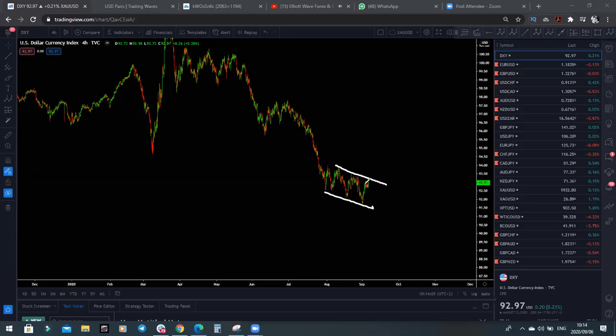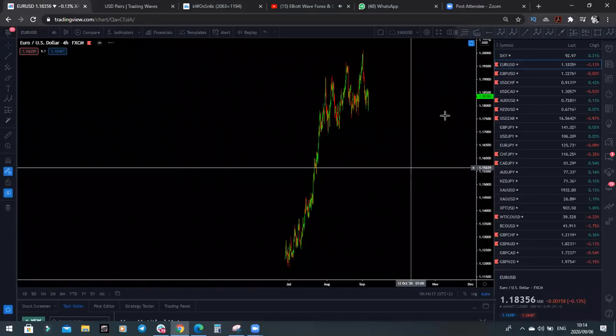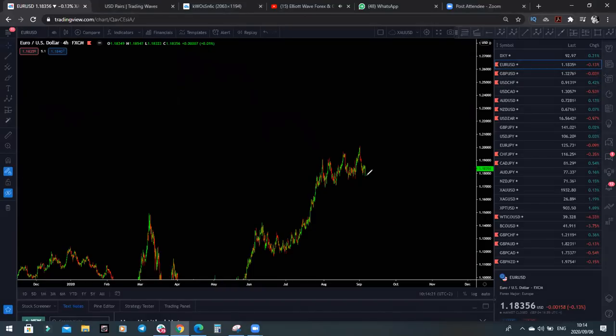Okay, so if we get that confirmation, then we're going to see that 3 waves to the upside. Otherwise, we will have to make one more down before we make a bounce. Even that one more down does not necessarily mean it's going to go. It just means that we're going to have one more down to complete the diagonal and make a move to the upside. Euro US dollar is the inverse of the DXY.